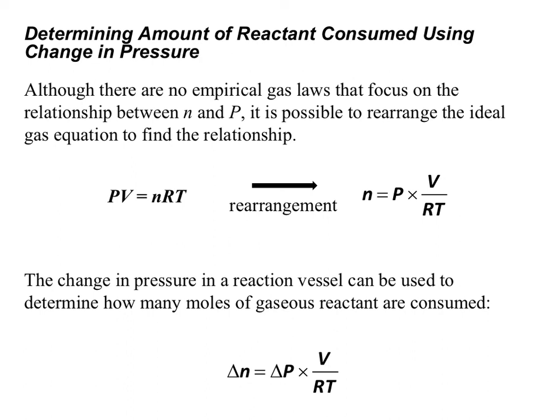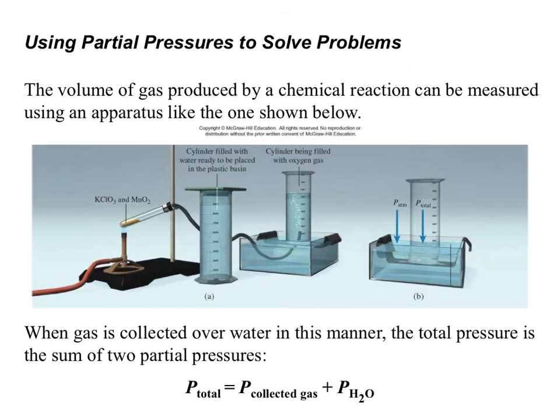If a gas is being consumed, you would expect the pressure to decrease. Why? Because the number of moles is decreasing as the reaction is proceeding. What about partial pressures? Well, the volume of gas produced by a chemical reaction can be measured using an apparatus like the one shown below. Here you have a test tube connected by a hose to a container full of water being held upside down. As gas is being formed, it flows through the tube into the water and gets collected inside the upside down container. This gas will now push water out of the container, hence we are able to collect the gas.